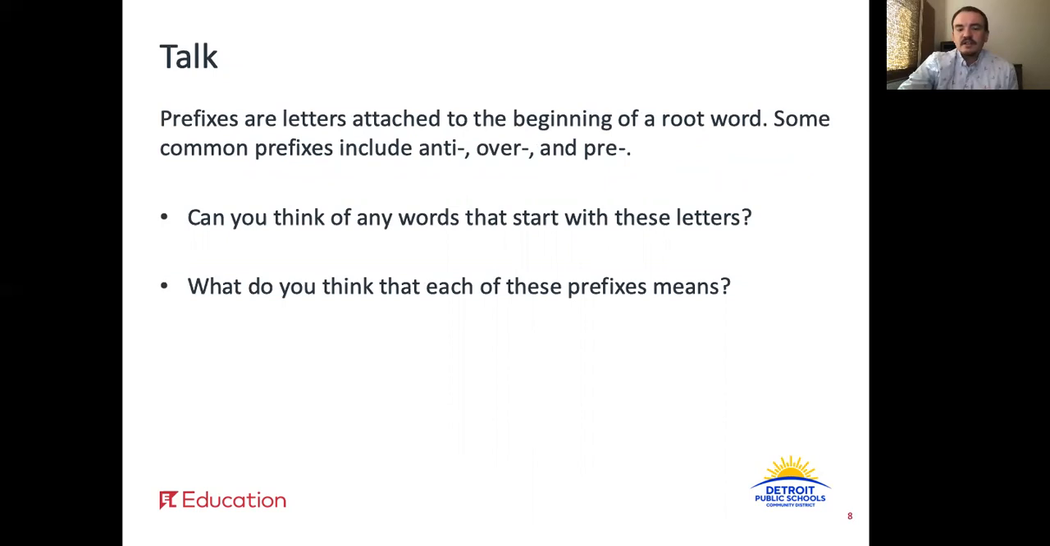Now you will have a discussion with your family member, caregiver, or friend. Try to answer the following questions. Prefixes are letters attached to the beginning of a root word. Some common prefixes include anti, over, and pre. Can you think of any words that start with these letters? What do you think that each of these prefixes means? Go ahead and pause the video here while you discuss.